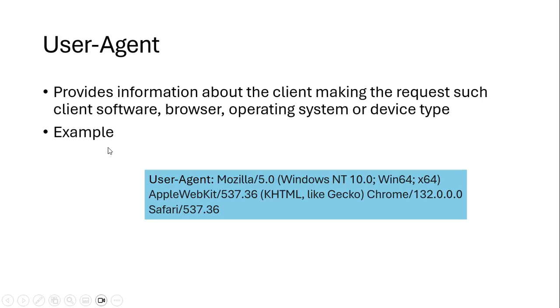So next is the user agent. It provides information about the client which is making the request, such as the client software, the browser, operating system, or the device type. Just like host sends the information about the server, here the user agent will send the information about the client.